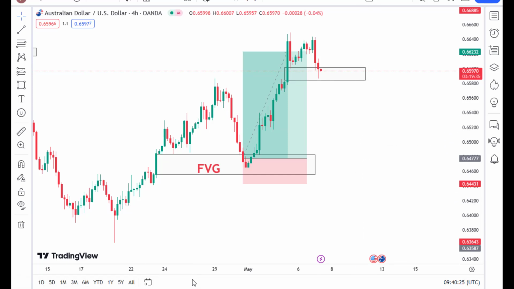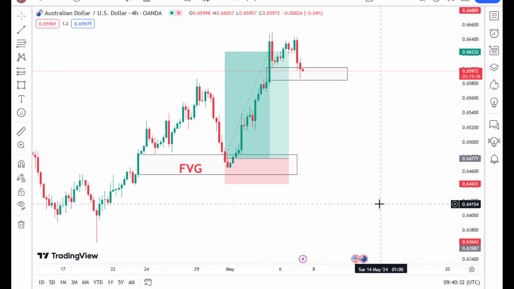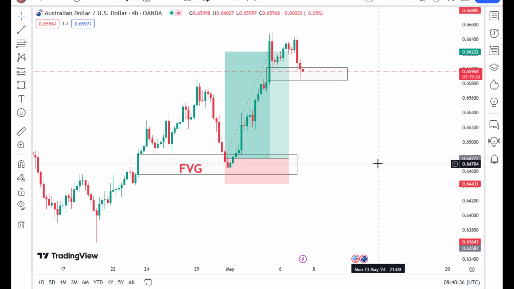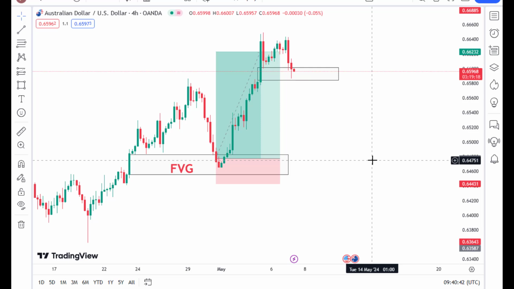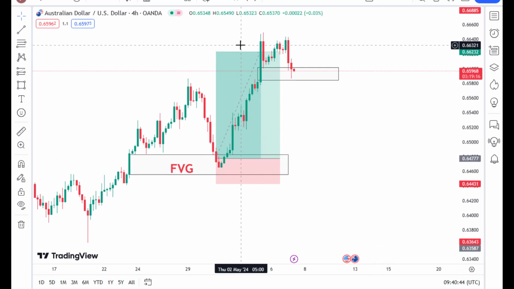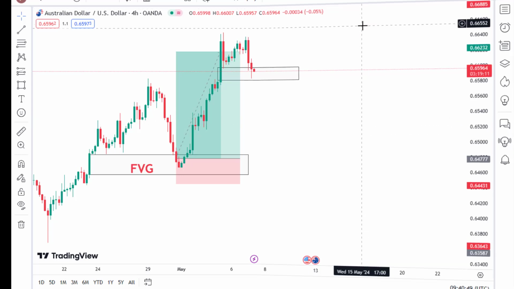In this video we are going to be looking at this ICT concept of fair value gaps. Many of you have been requesting that I make videos on how to identify fair value gaps. This is one of the most dreaded ICT concepts, where we'll explore how to catch very high winning opportunities like this in the market, forex market, indices, or whatever you're trading. All right.